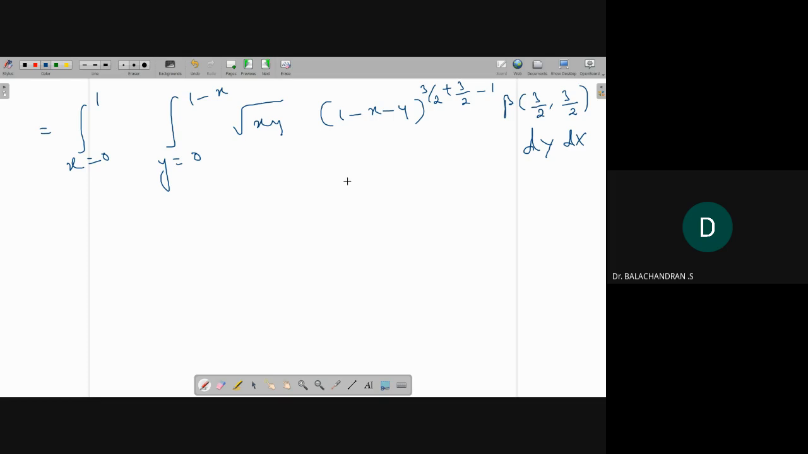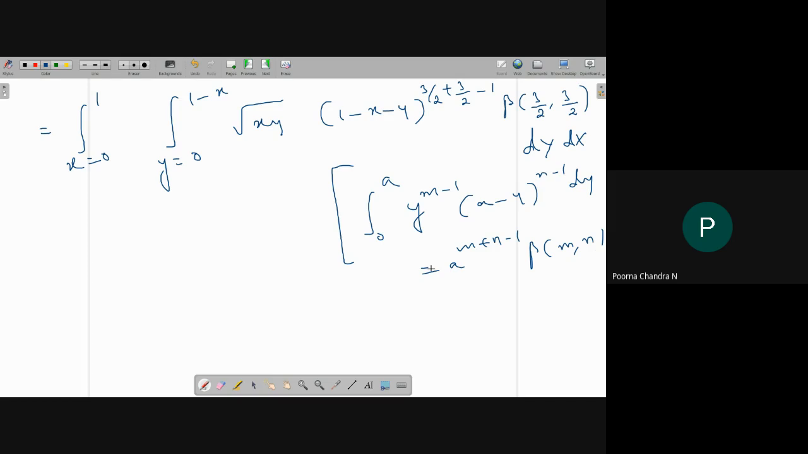Please tell the result once again. Integral 0 to a, y power m minus 1 into a minus y whole power n minus 1, into dy, equal to a power m plus n minus 1 into beta of m comma n.